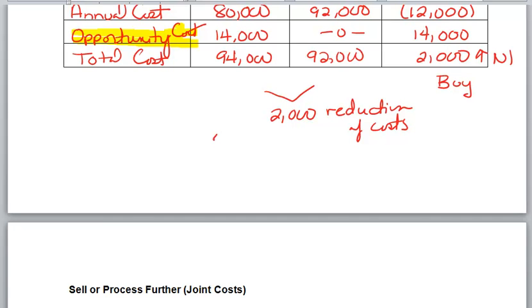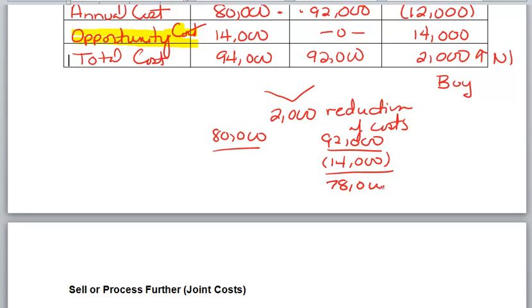But originally we had 80,000 here before, and we had 92,000. Just looking at here of annual cost before opportunity cost. If you had said this was revenue, this would actually reduce the 92,000 of cost, and that would become 78,000. 80 minus 78 is still a 2,000 reduction in costs. It has to give you the same answer no matter which way you treat it, as long as you treat it properly as a cost or a revenue.